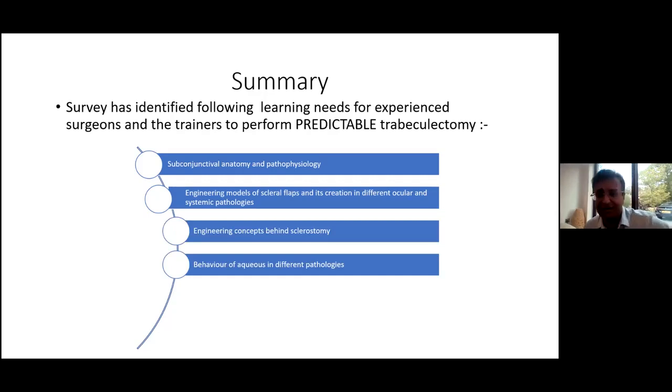Aqueous is a very, very dynamic and complex fluid, and in different glaucoma pathologies, at different intraocular pressures, it has different biological properties. For example, in a uveitic patient, it may be loaded with cytokines, leading to trab failure. Similarly, the reason why we discourage phacotrab, or would not do trabeculectomy within 6 to 9 months of cataract surgery, is that after cataract surgery the inflammation persists for around 9 months, and aqueous is very, very pro-inflammatory.